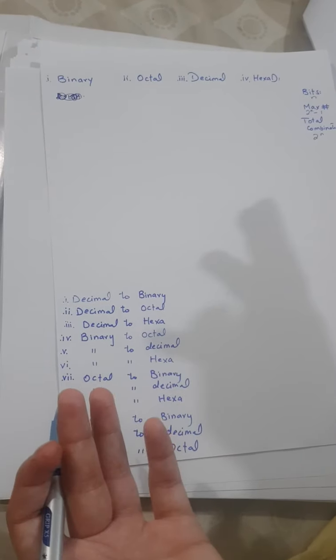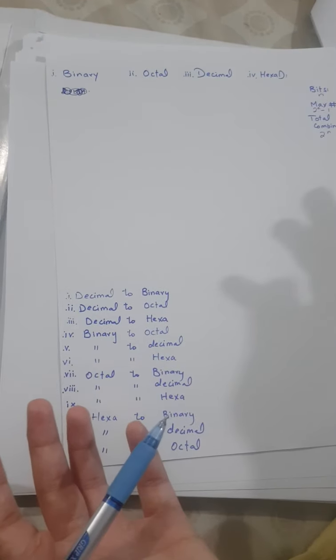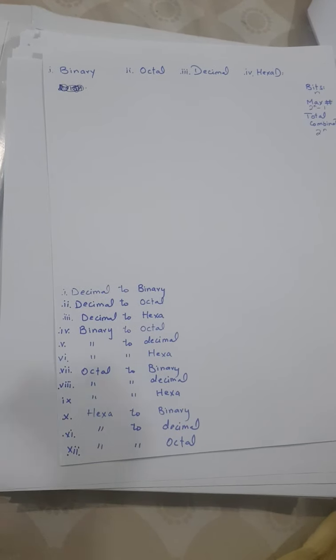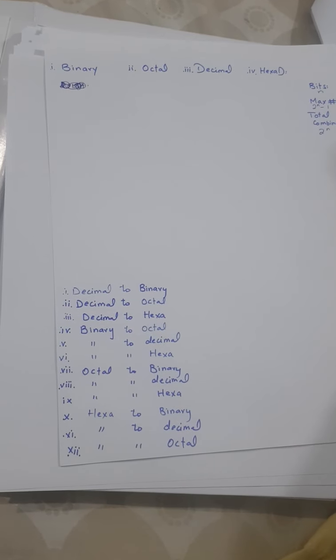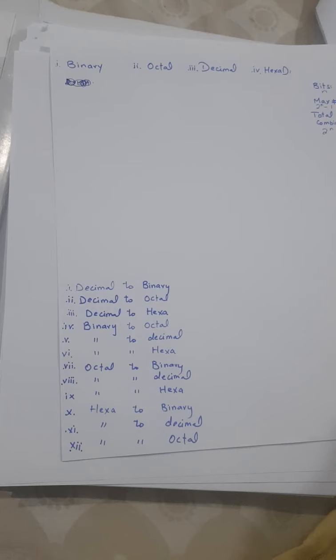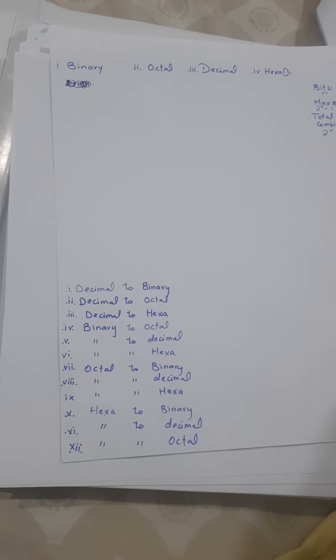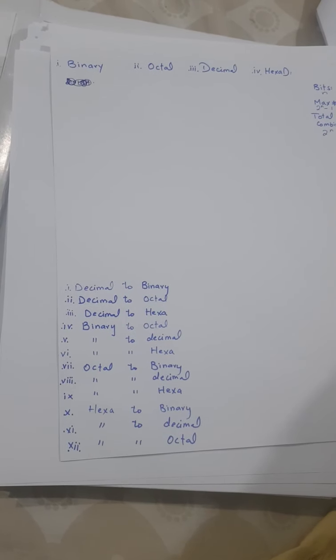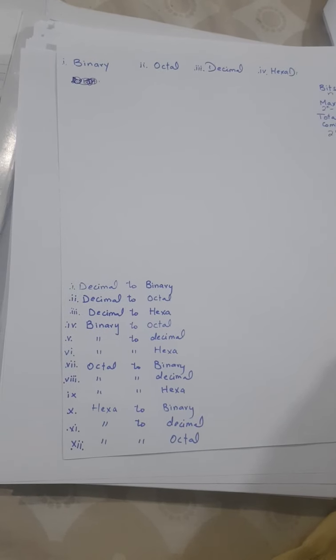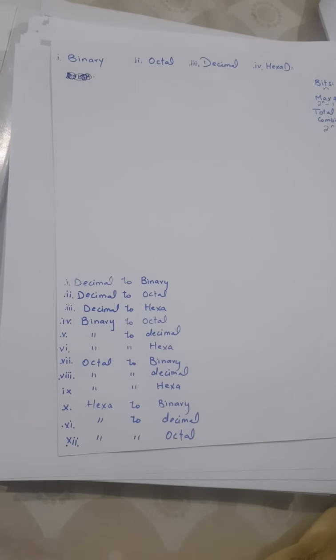Okay, so now we will start the interconversion of different number systems. These number systems are important in computer science. The binary number system is used in machine language. The computer understands binary numbers, while we understand the decimal number system. The octal number system is used in the Unix operating system, in access permissions, etc. And hexadecimal is used in addressing in memory. So they are very important in computer science.